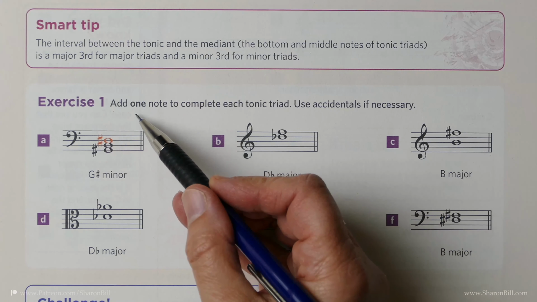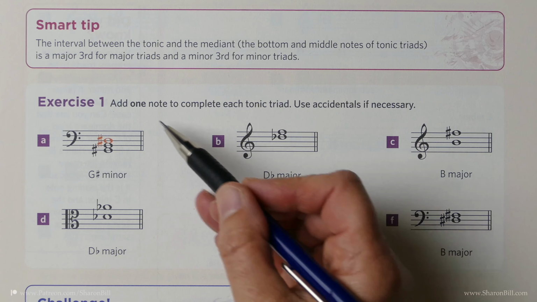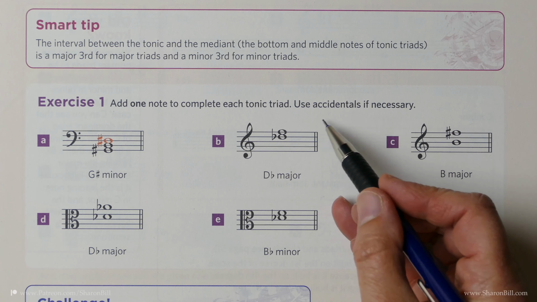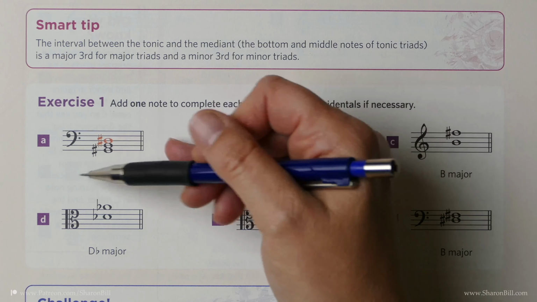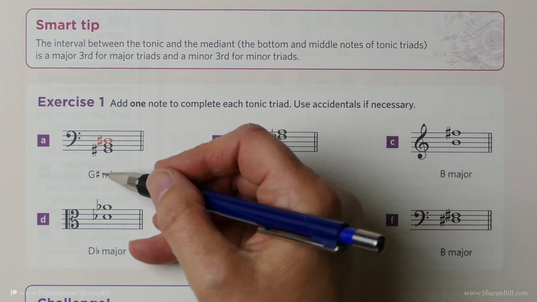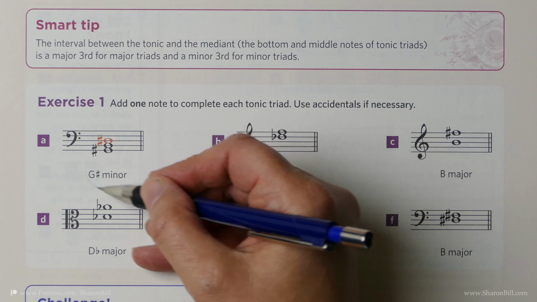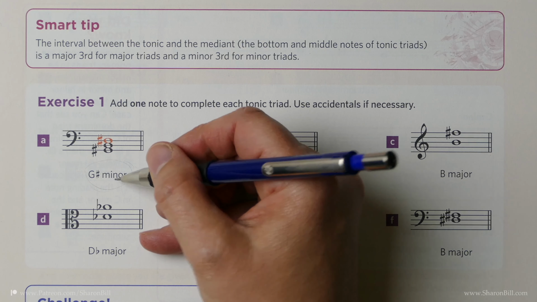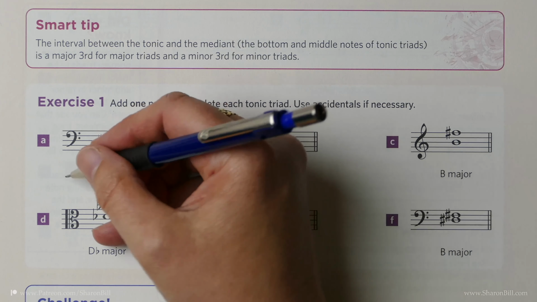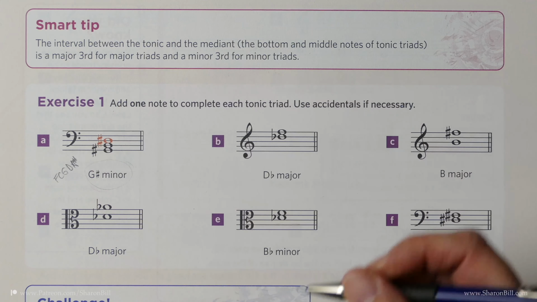So we need to complete each of these tonic triads. One note is missing, and then we need to bear in mind which accidentals we may need to add, because there aren't key signatures, so we need to apply the accidentals. So we need to first of all know what's in G sharp minor, and you need to remember that G sharp minor is related to B major, which is F, C, G, D, A sharps.